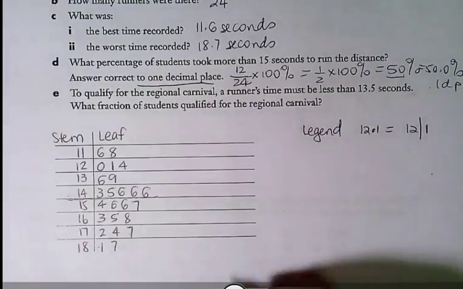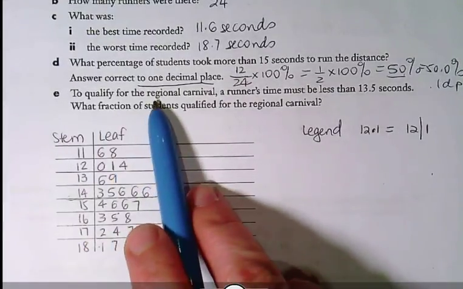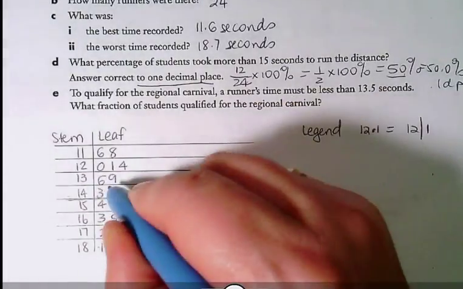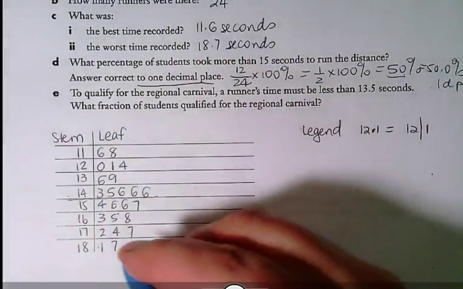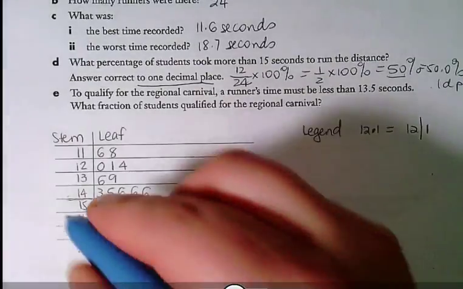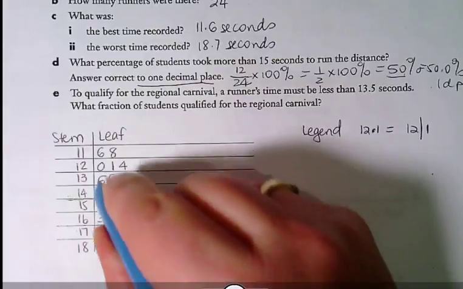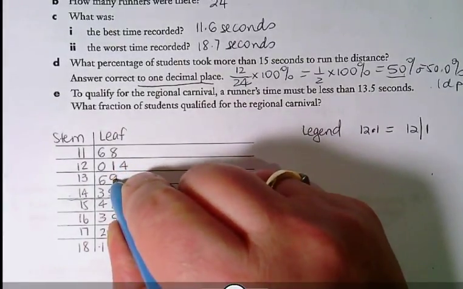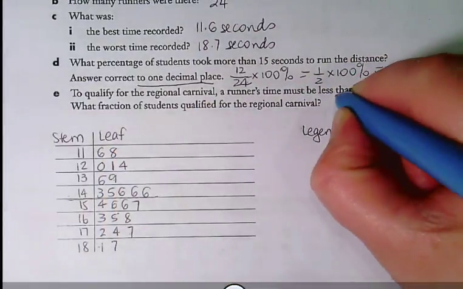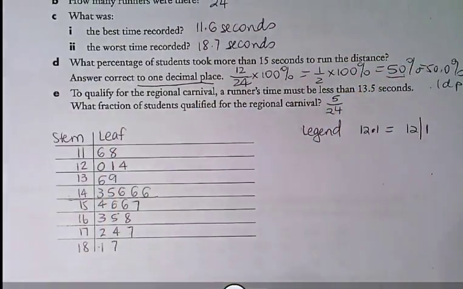And the last question, it says to qualify for the regional carnival, a runner's time must be less than 13.5 seconds. And what fraction of students qualified for the regional? So the number of students with less than 13.5. Well, none of these are less. They're greater than, so it's just these 5 students. 1, 2, 3, 4, 5. We've got 5 students out of 24 because there were 24 altogether.